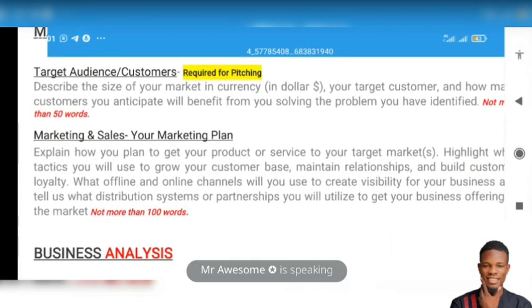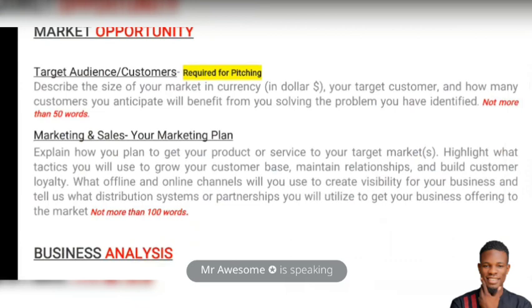Okay. So I was explaining the difference between marketing, advertising, and sales. Marketing focuses on the needs of your customers, while advertising focuses on your company, the features of your company. All right. So now they're asking you for your marketing and sales plan. What are your marketing plans? They say you should explain how you plan to get your product or service to your target markets, and highlight what tactics you will use to grow your customer base, maintain relationships, and build customer loyalty.